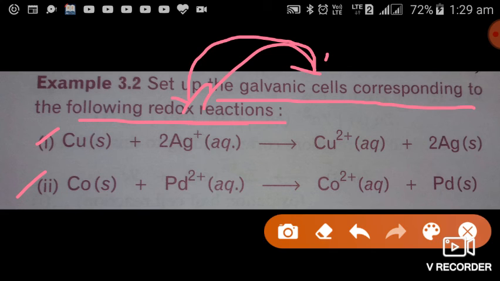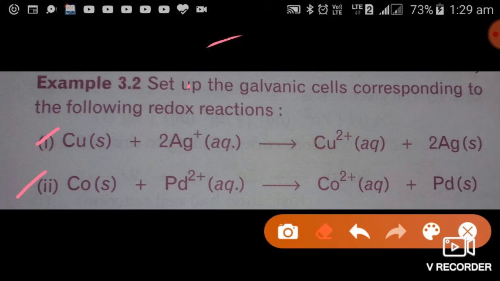Such questions may be asked directly, but in most cases, when a numerical is given, this concept is required for solving such numericals. Therefore, watch this video from the start to the end and learn these concepts. Write these points in your fair notebook.